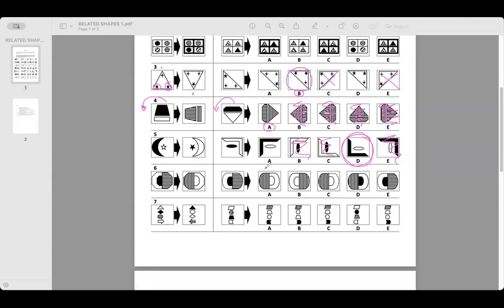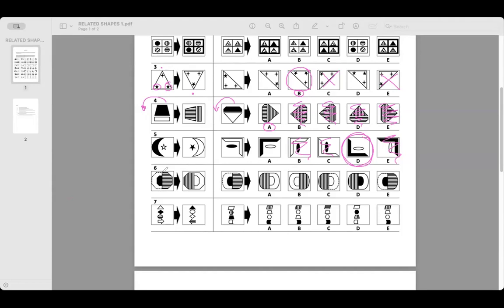What about number 6? Type your answers in the chat. How are you doing? What do we think for number 6? Oh, you guys are on fire with this one. Everyone who's told me an answer, you're correct. Amazing. Super, super, super.